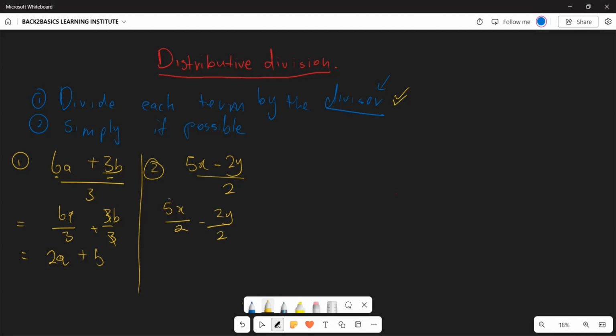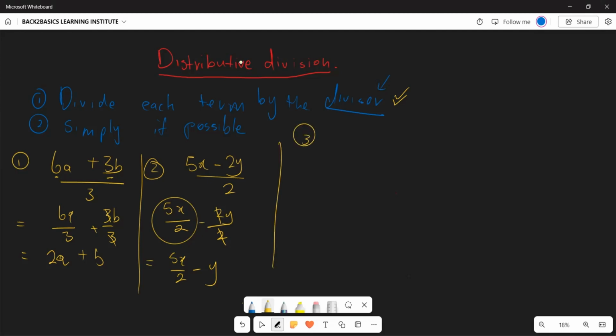Now, is there anything that you can do here? Nothing. So this is going to be the same as 5x over 2. Subtract. Is there anything that you can do here? Yes, this 2 and these 2 can cancel each other. And so if these 2 cancel each other, this is going to be 5x over 2 subtract y. And this is going to be your solution. Right? Now let's look at example 3.